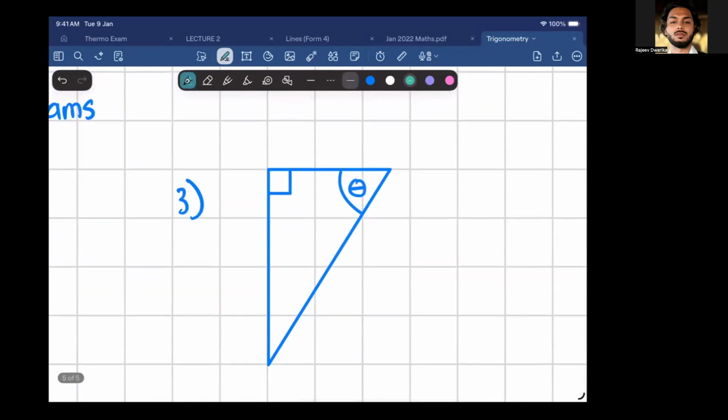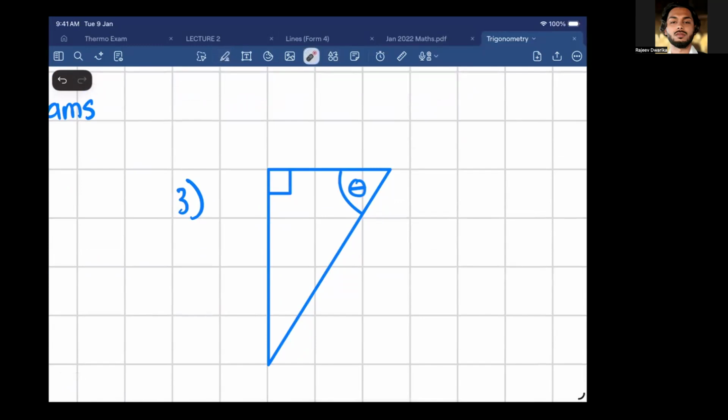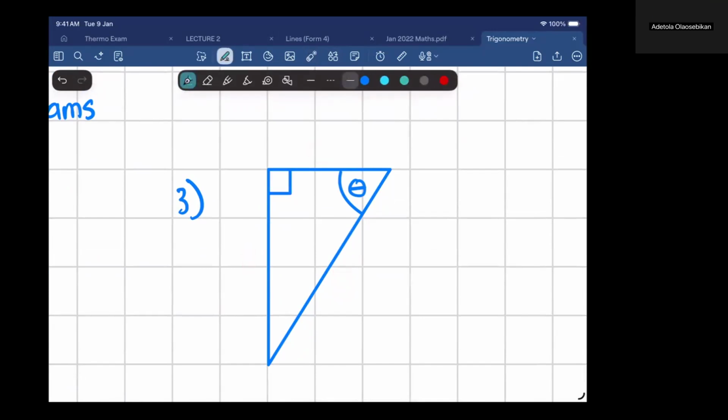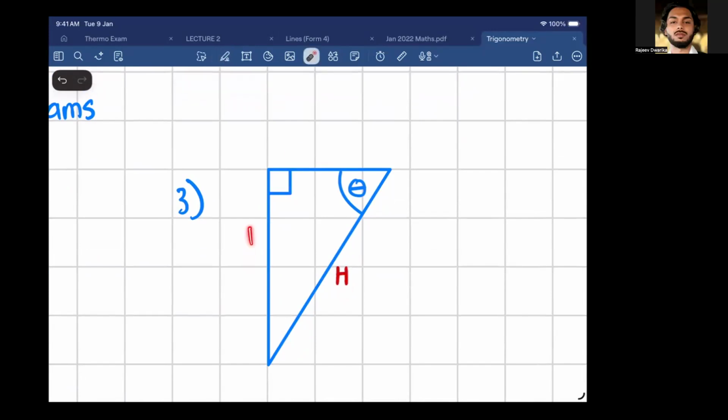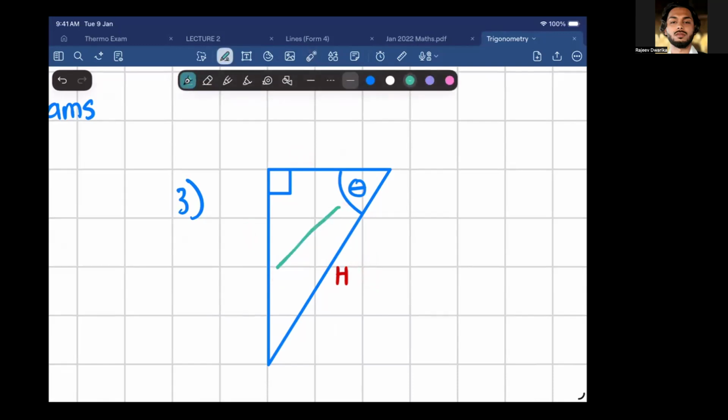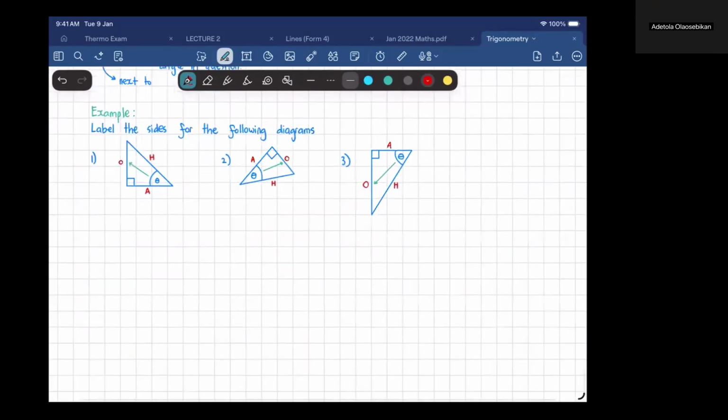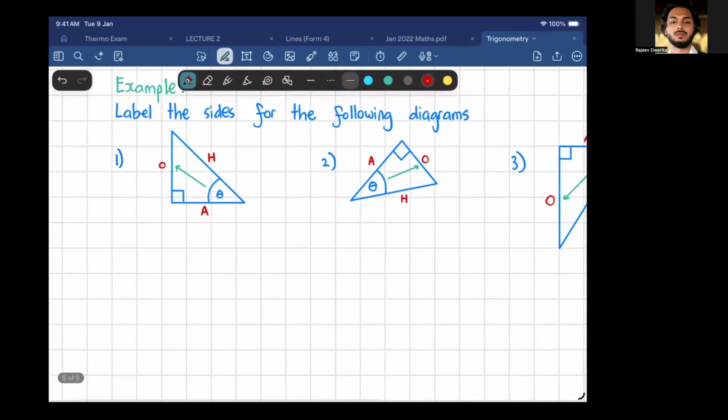Adetola, help me label this triangle. Which one will be the hypotenuse? 1, 2, or 3? 3. 3. Great. Which one will be the adjacent side? 1, 2, or 3? 2. And which one will be the opposite? 1. Right? Because it's opposite the angle in question. Great. Nice. Let's move on to some questions now.